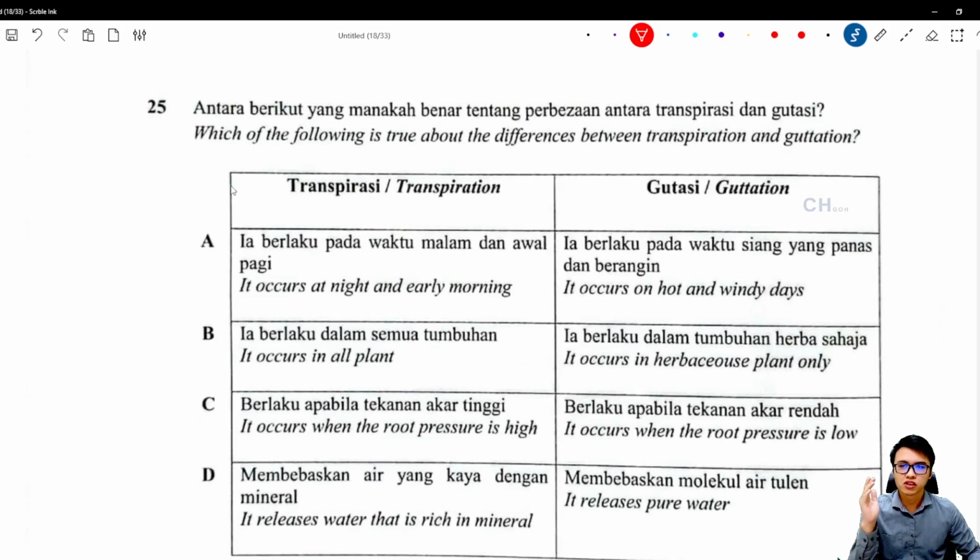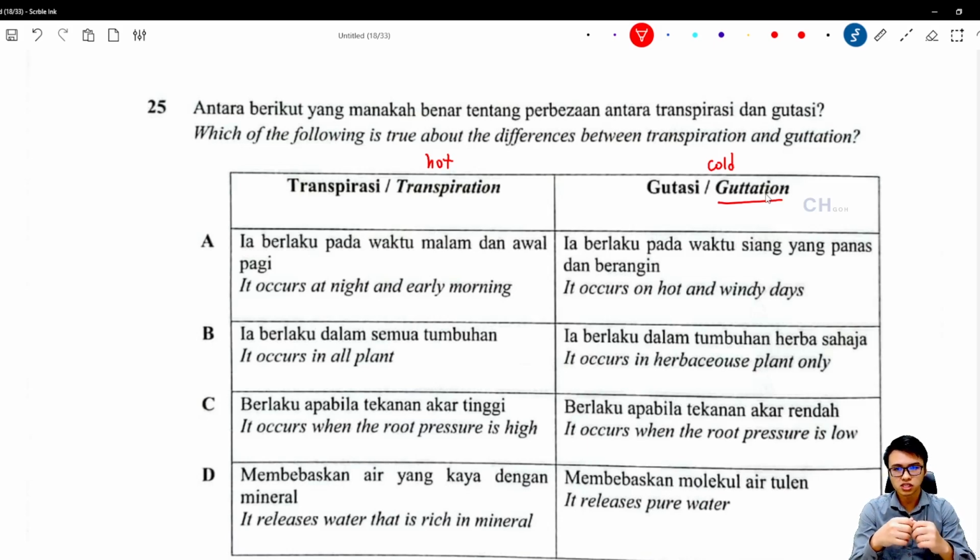Question 25. The following is true about the differences between transpiration and guttation. There's one thing that you guys need to really understand. Transpiration happens when the day is hot. Guttation happens when the day is not hot, probably cold, because a lot of water has accumulated inside the plants. The plants want to release the water inside their body. So how? By doing guttation, because transpiration is too slow already. The weather is cold, transpiration is slow, and then they need to force the water out of the body through the process called guttation.